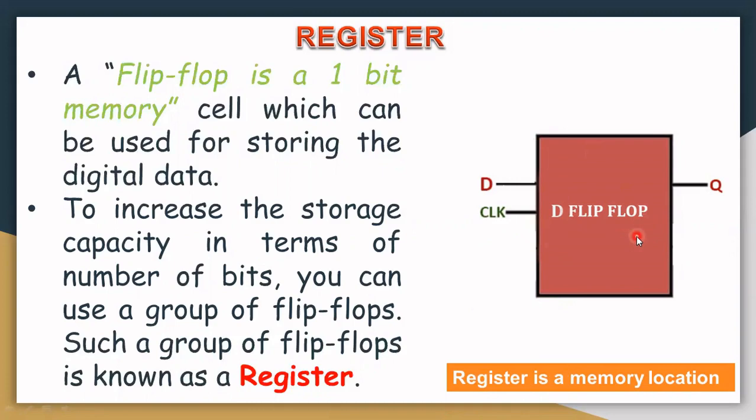The advantage of the D flip-flop is that it has only one input. When D is equal to 0, we get output as 0. When D is equal to 1, we get output as 1. So, we can store 0 and 1 in a D flip-flop.